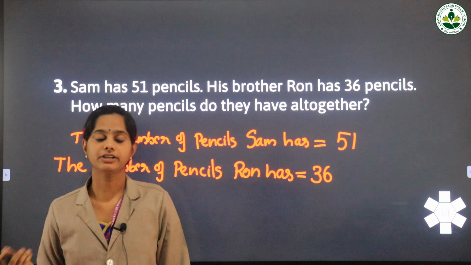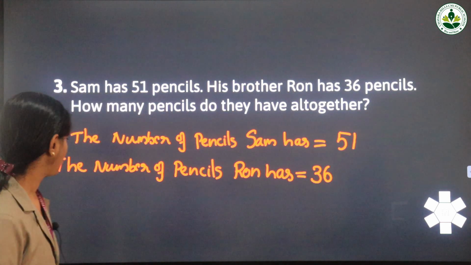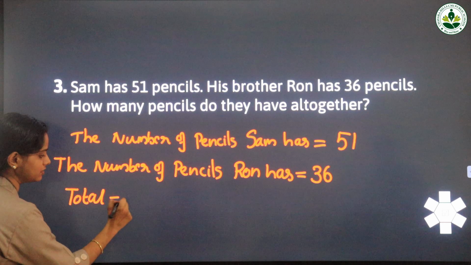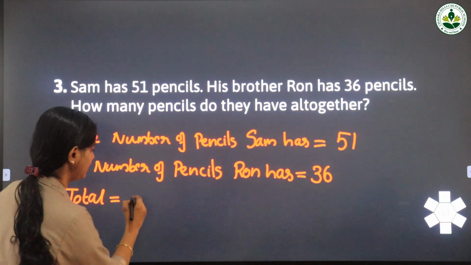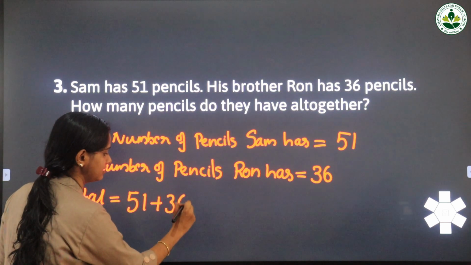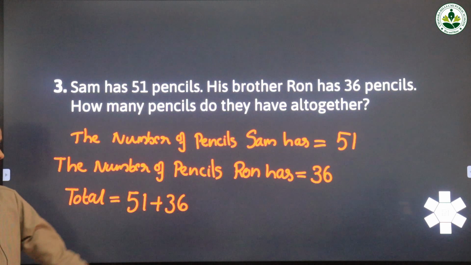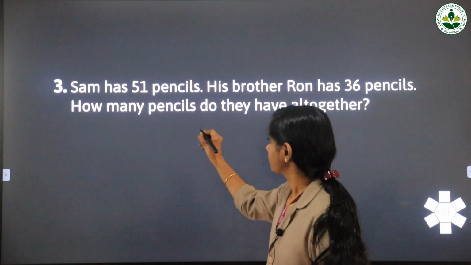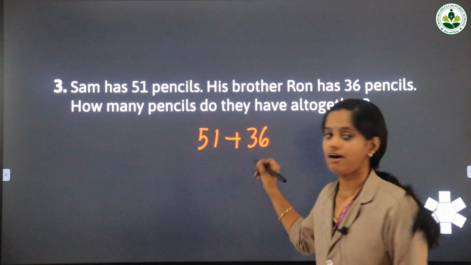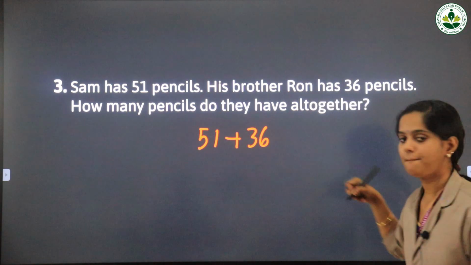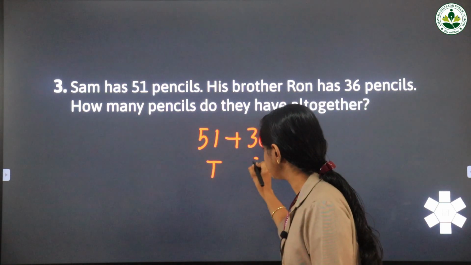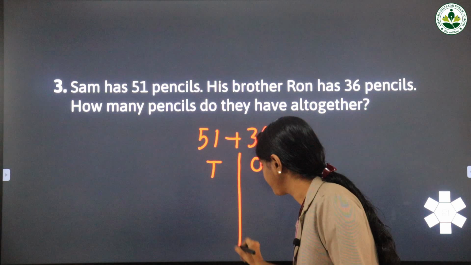We have to find the total number of pencils. Total is equal to 51 plus 36. Find 51 plus 36. For this, first we place these numbers in the place value chart. This is the tens column and this is the ones column.